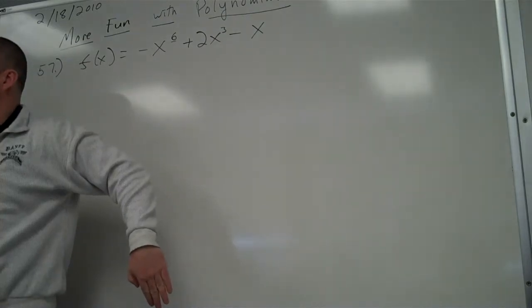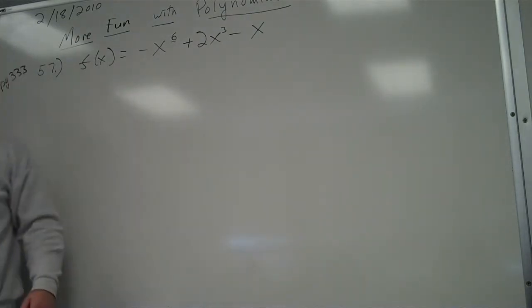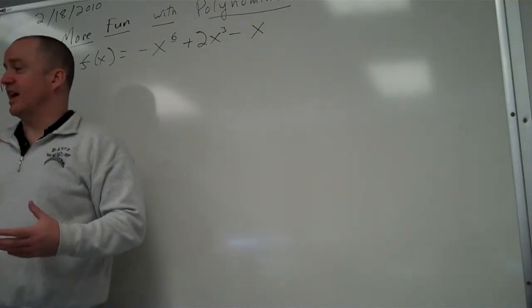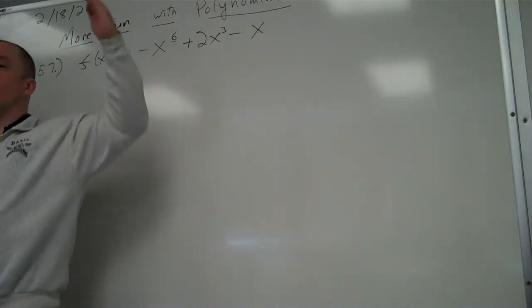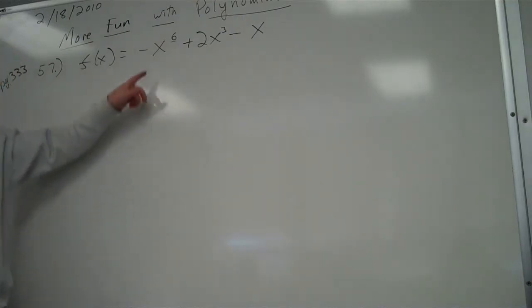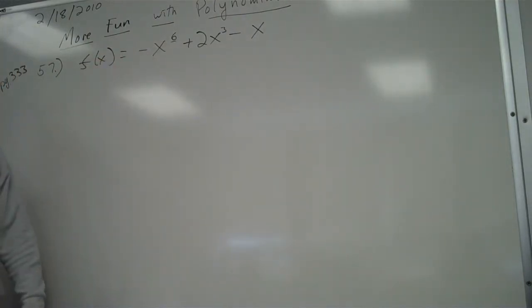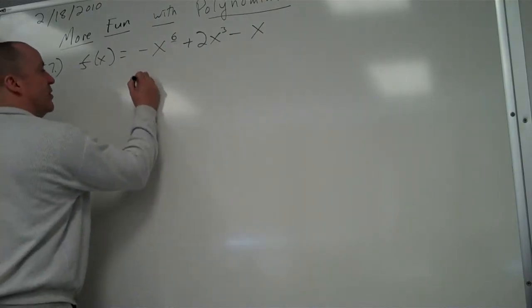Wouldn't you solve it? No. All we're trying to do is determine its end behavior. So this is either a touchdown or a marionette. The leading coefficient, the number at the beginning, is that positive or negative? Negative. So it's a marionette.